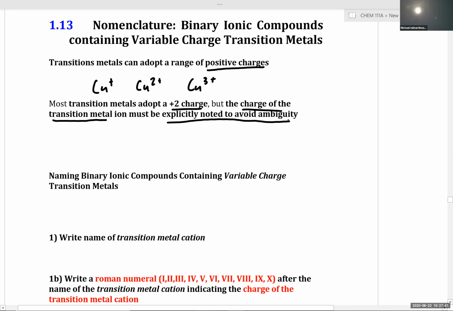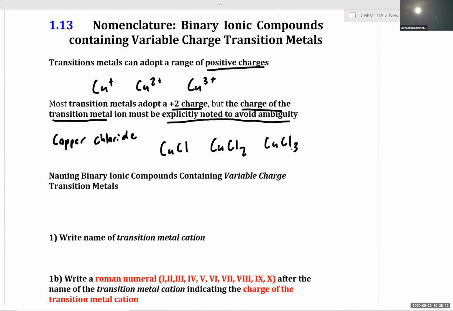to avoid ambiguity. So for example, if you say copper chloride, considering all the potential oxidation states of copper, all the potential charges of copper, you can be referring to everything from copper with 1 chlorine atom or 1 chloride ion, to a species with 2 chlorine atoms, to a species with 3 chlorine atoms. Now, to alleviate that ambiguity, we use a Roman numeral system.